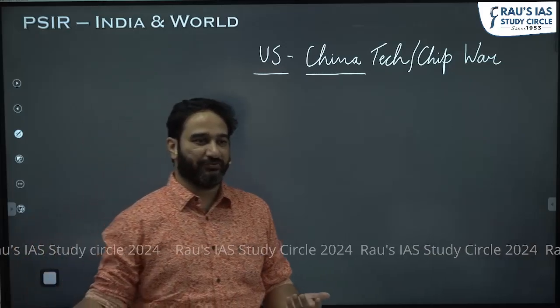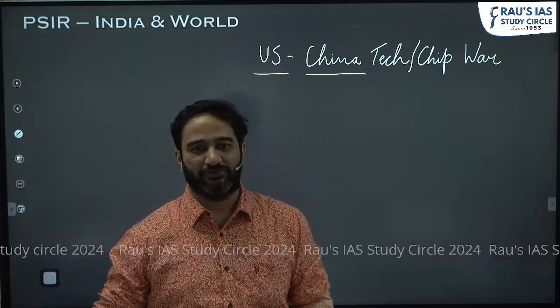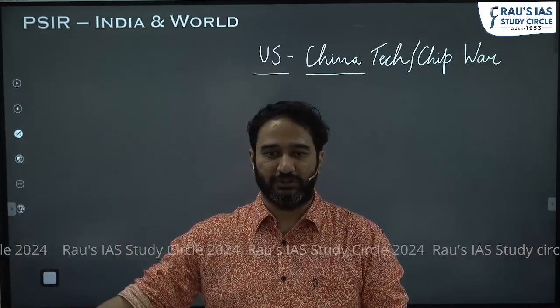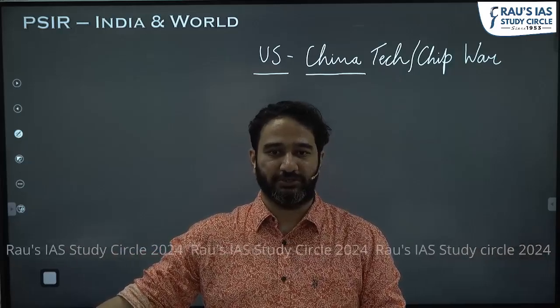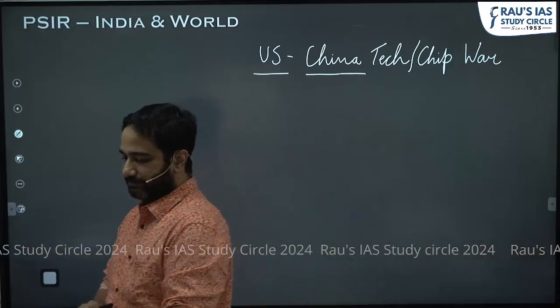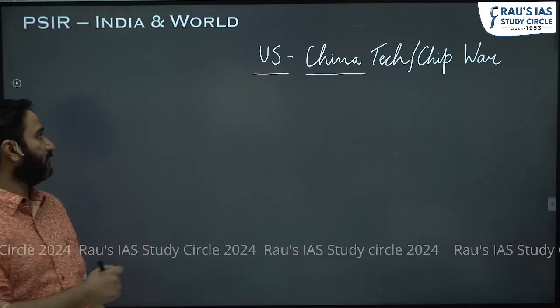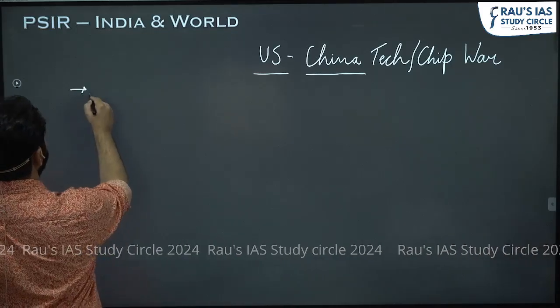Why? Because it's current affairs. Current affairs questions generally have to have a way forward. Theory questions would have a summary. All right, write down. Steps taken by the US.